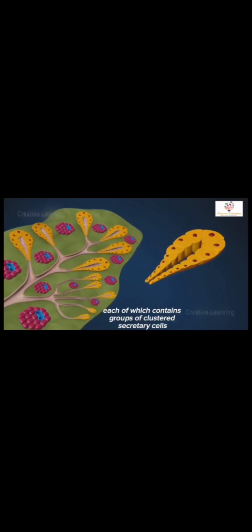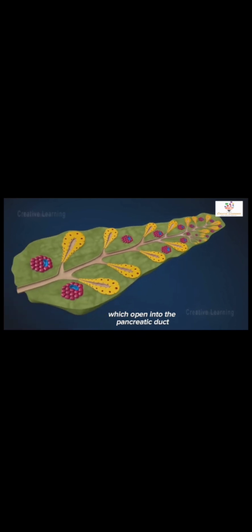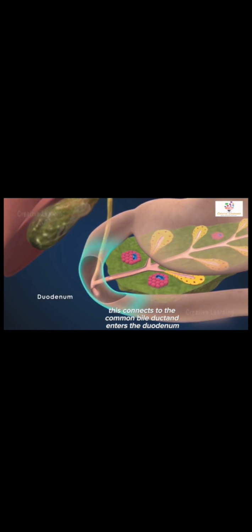The pancreas consists of several lobules, each of which contains a group of clustered secretory cells, known as the acinar cells, commonly referred to as acini. The central ducts from the acini unite to form larger ducts, which open into the pancreatic duct. This connects to the common bile duct and enters the duodenum.